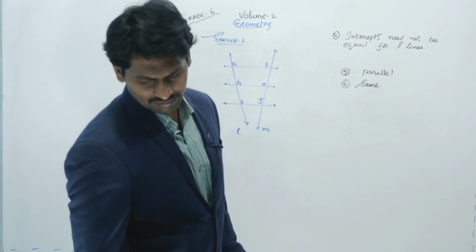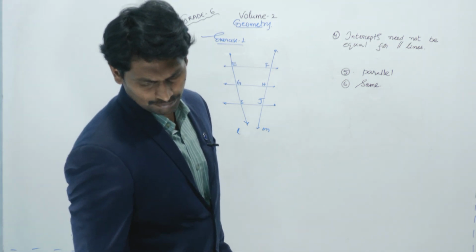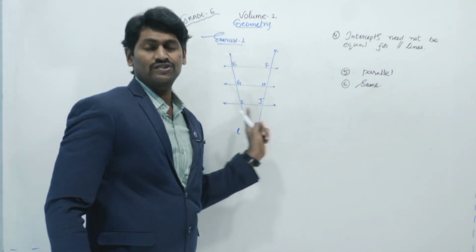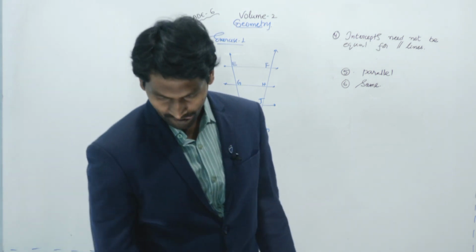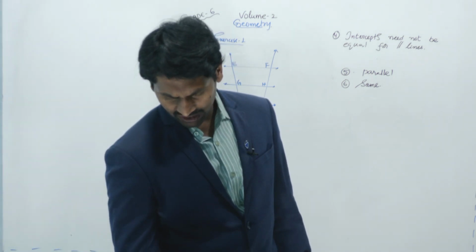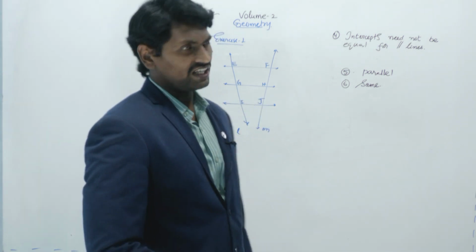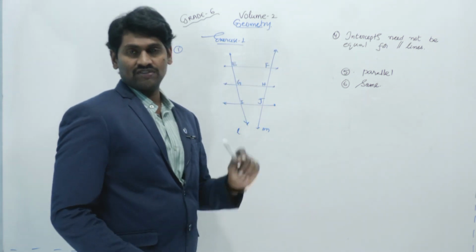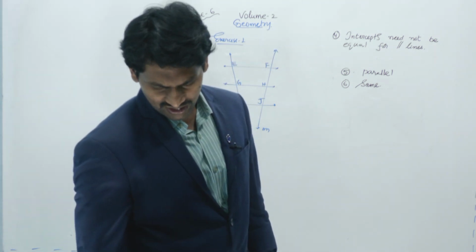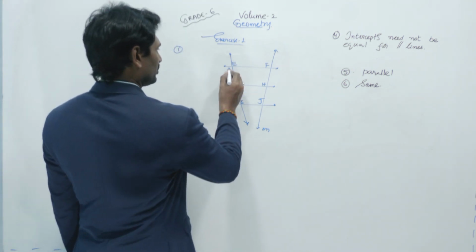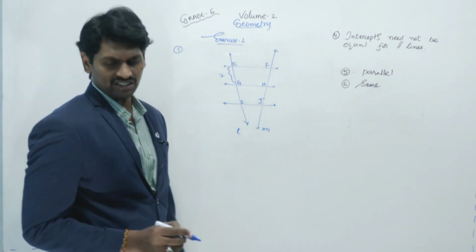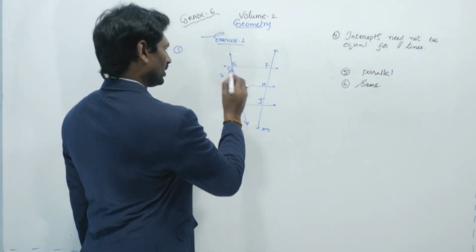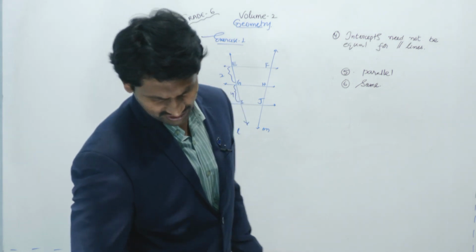Now from the given diagram, the lines EF, GH and IJ are parallel lines. The horizontal lines are parallel lines, and are intercepted by the transversals L and M, where EG equals 2 centimeters, GI is 4 centimeters, and FH is 3 centimeters.